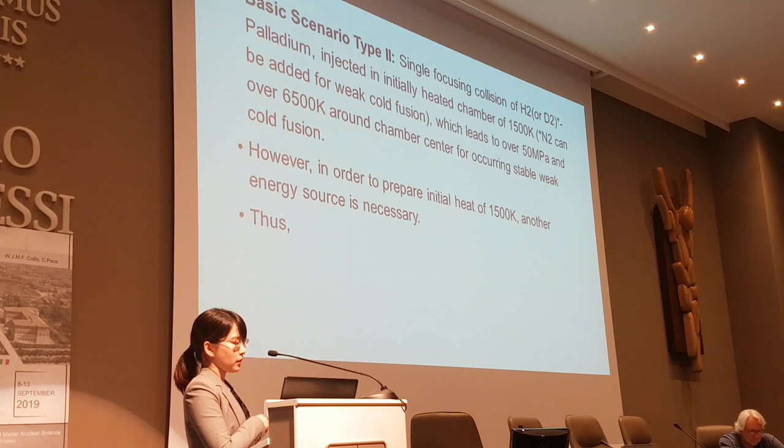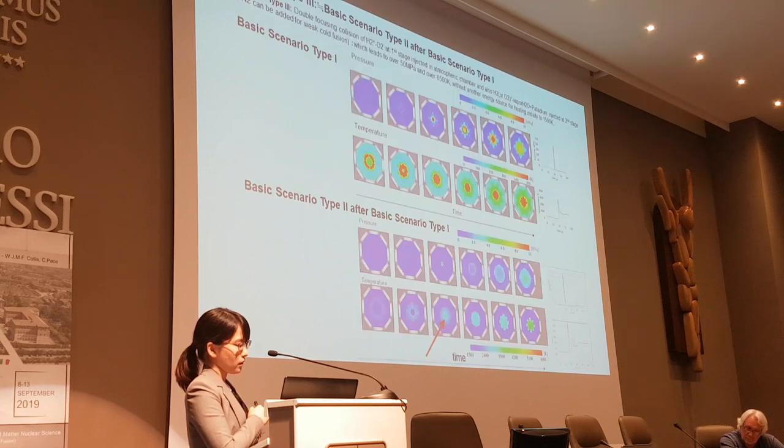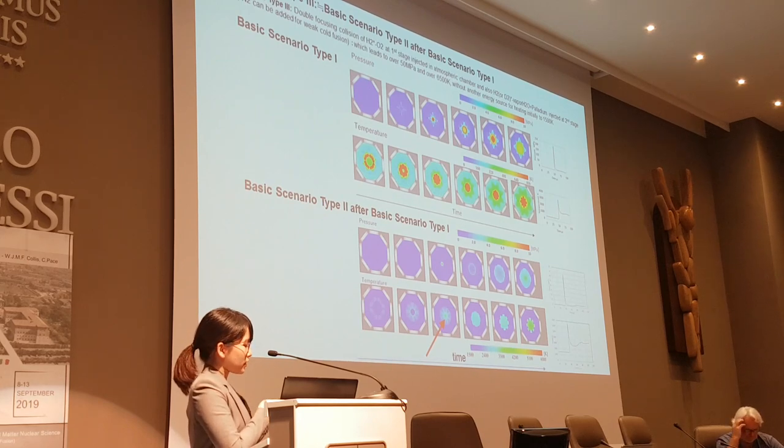However, in order to prepare the initial heat of 1,500 Kelvin, another energy source is necessary. Therefore, we next propose scenario type 3, which is a combination of basic scenario type 2 after basic scenario type 1. So these are results I previously showed, basic scenario type 1. And as you can see, after the focusing collision of jets, the temperature near the chamber center is increased to over 1,000 Kelvin. So after scenario type 1, we do scenario type 2.